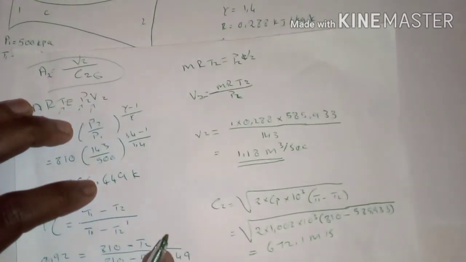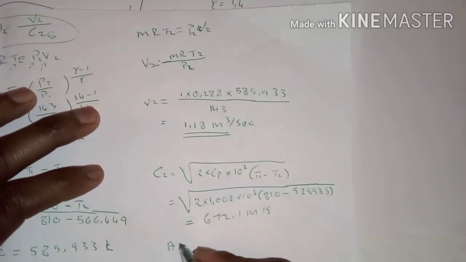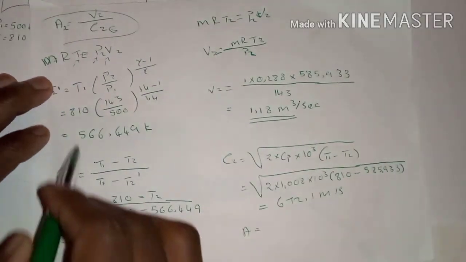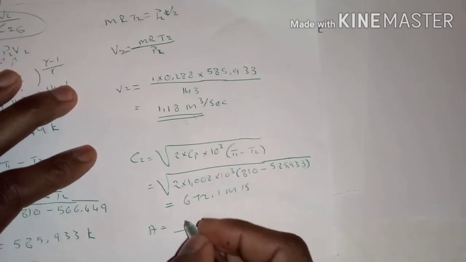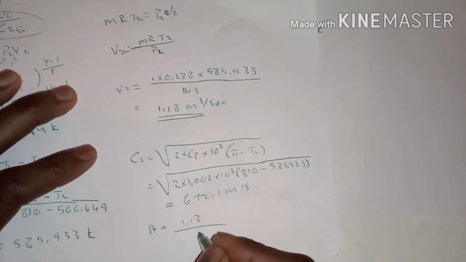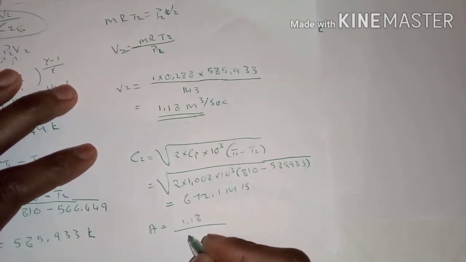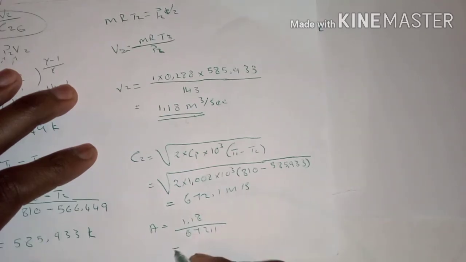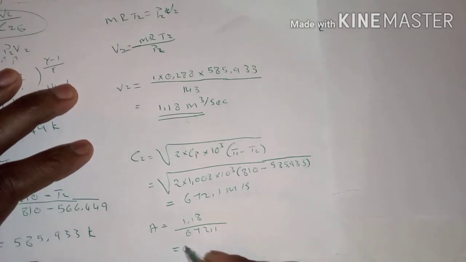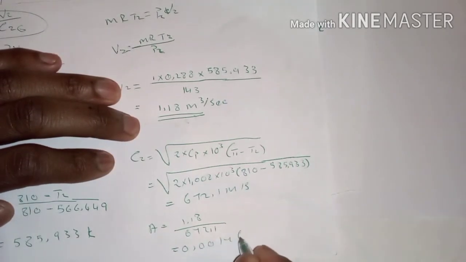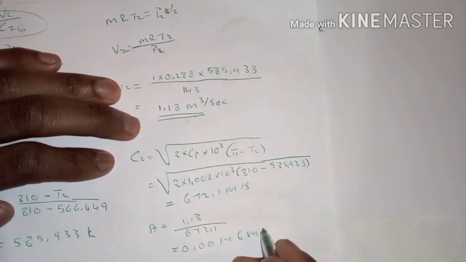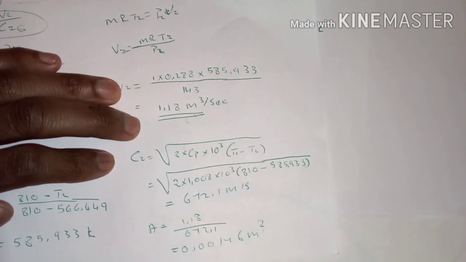Then from here we can come to that formula to calculate for the area. Area is given by what? The volume. Where's the volume? This is the volume, 1.18 divided by what? The velocity, which is 672.1, and this will give us 0.00178 meter squared.